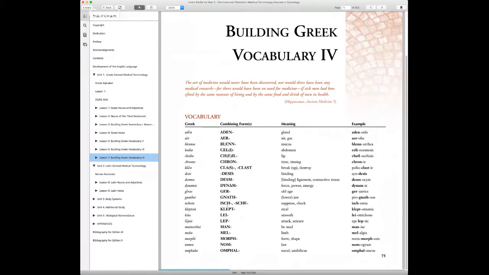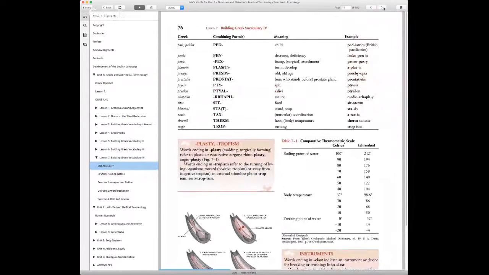Notice for these two terms, they are related: isch and sche, both meaning to suppress or to check, as in ischemia. They are related, even though one starts with an I and one starts with an S. And I hope that before you do the homework, you are really going over this list and maybe even writing it out by hand once. That's a good technique for studying for the midterm, but also to help you on your homework.